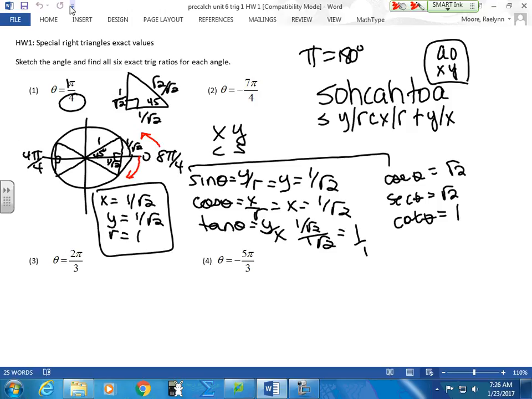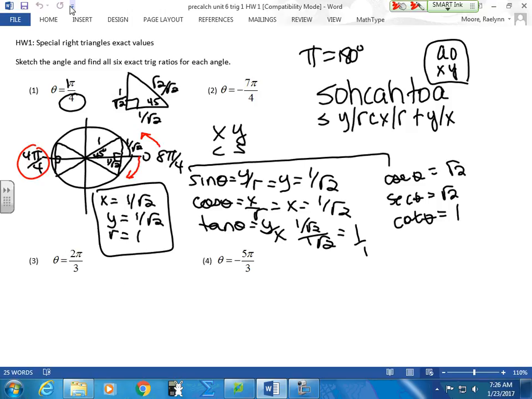Does everybody see this negative part? You're going clockwise in the opposite direction. You're still going 4 over 4. You're getting to 8. It's 1 more before 8. It's 7. Oh, same triangle. Same information. So I label my triangle, set this up, and I've got them all.